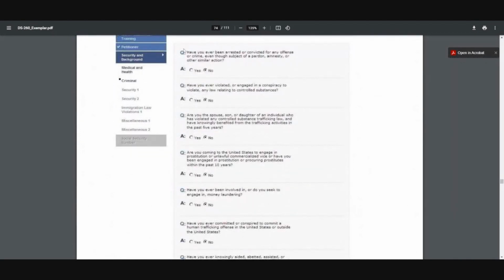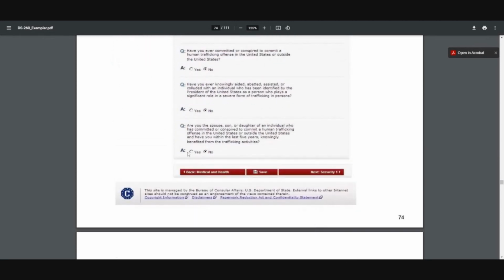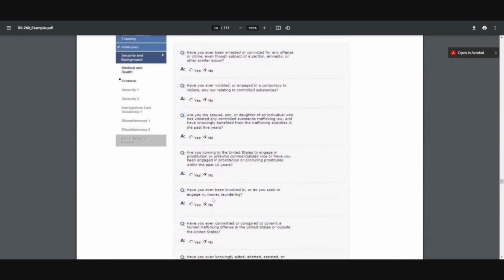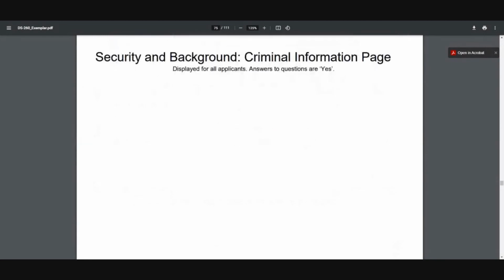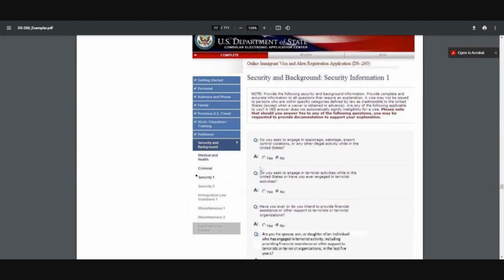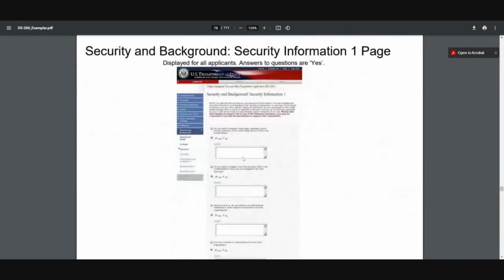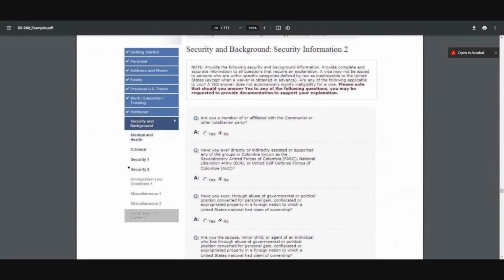This is all about being convicted, being arrested, going to jail, involving yourself in drug trafficking, people trafficking. Be truthful in all this information. Very, very truthful, because these are crimes. They want to know if you're a criminal. They don't want to invite a criminal into their country. So you have to answer all those questions about crimes if you have had any. Being a criminal is one of the things that can make you not admissible in this country.